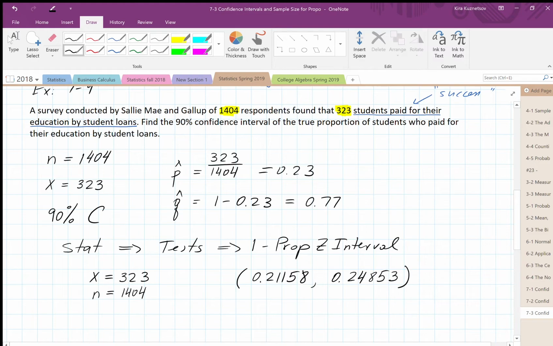It also gave you a p hat. The p hat I already written down, but it is 0.23. So you don't need to calculate the p hat separately. What you can do is just start typing in your x's and your n's into your calculator. It'll spit out an interval.